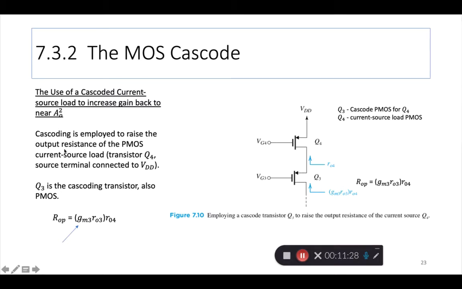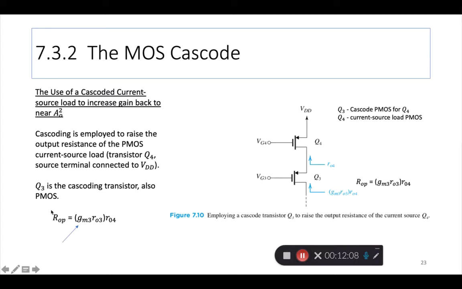Cascading is employed to raise the output resistance of the PMOS current source load. The transistor Q4 does that job. The transistor Q4 is the current source load because it's connected to VDD. That's one way to identify which is the current source load. That's the PMOS. And the one that's not connected to VDD but is connected to that transistor is the cascade transistor, and that is Q3. Okay, so Q3 is the cascade PMOS for Q4, and Q4 is the current source load for Q1. So Q3 is the cascading transistor, also PMOS.